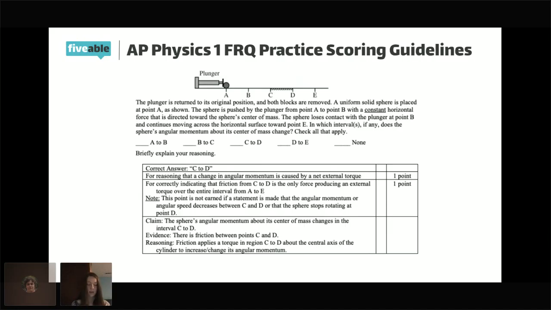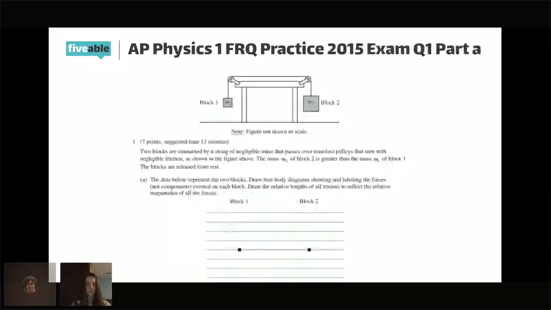Is there a part C, or? I believe so. No, there isn't. Okay, we're going to stay on this part.